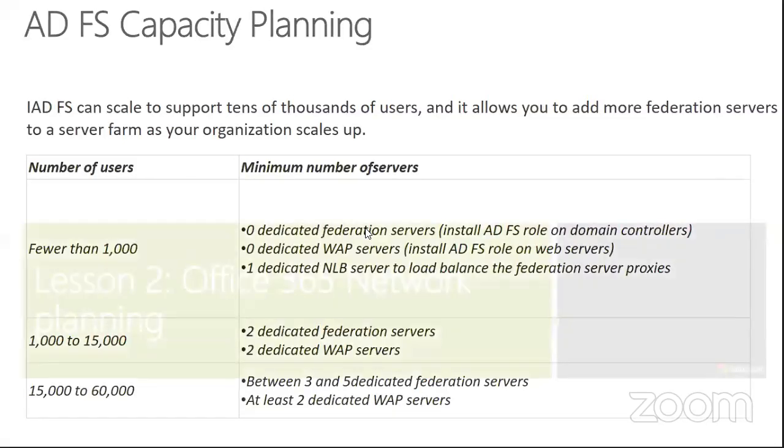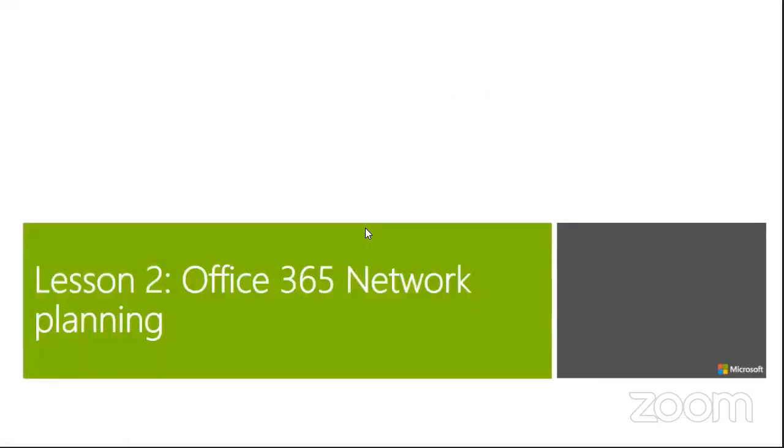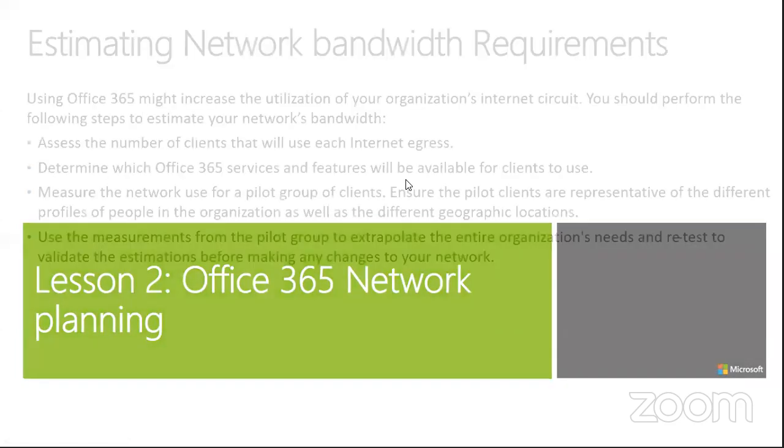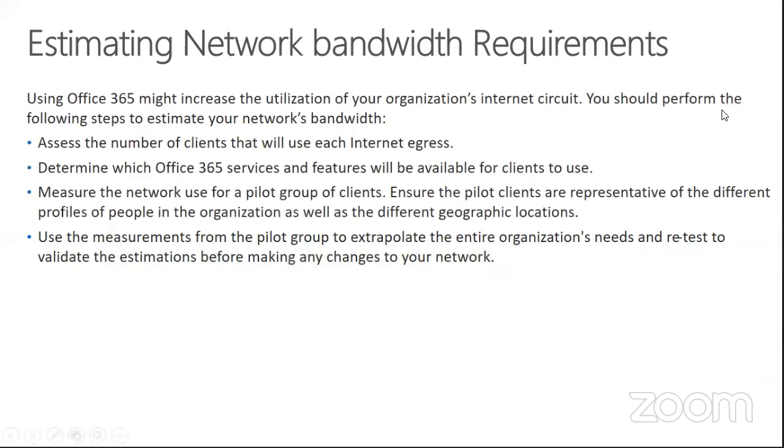And the second most crucial aspect that you need to take care of is your network planning. Because Office 365, as I've said multiple times by now, is a managed service designed to work in any environment, but something that you access over the web. So even though there's no set bandwidth requirement to operate in the cloud, it's a good practice to optimize your environment for stability. Because using Office 365 might increase the utilization of your organization's internet circuit.